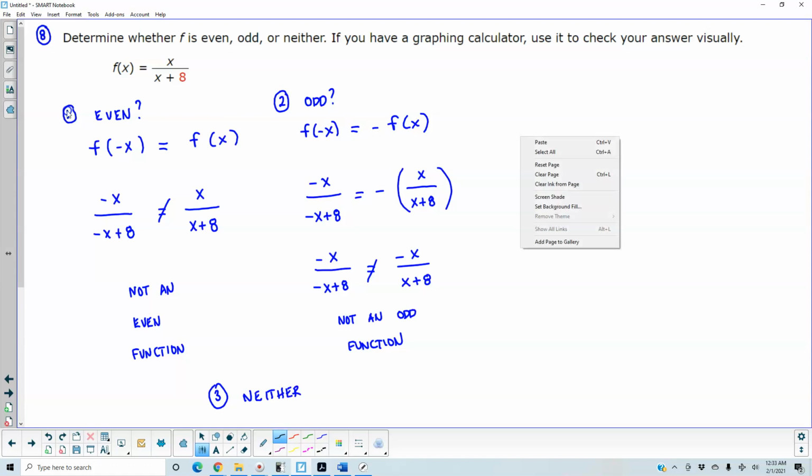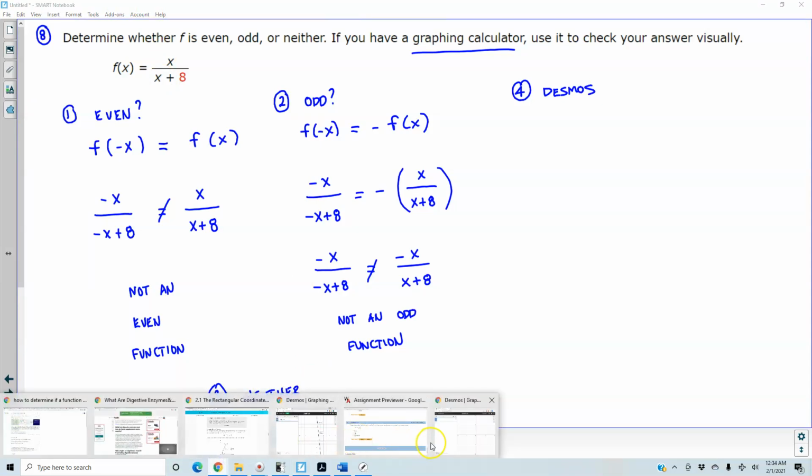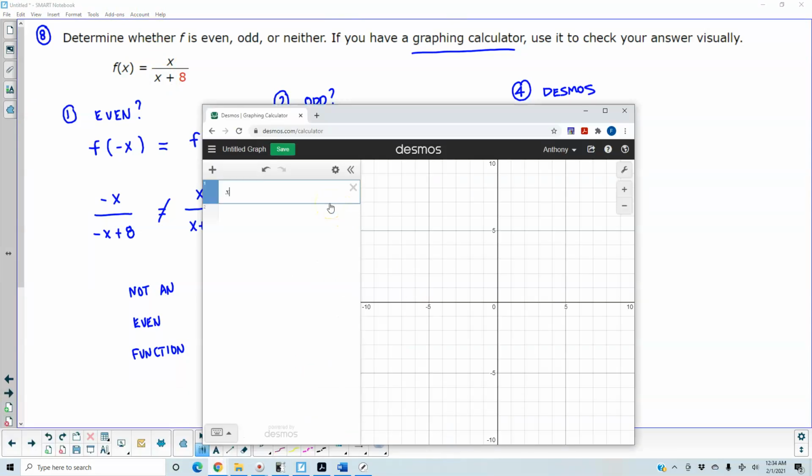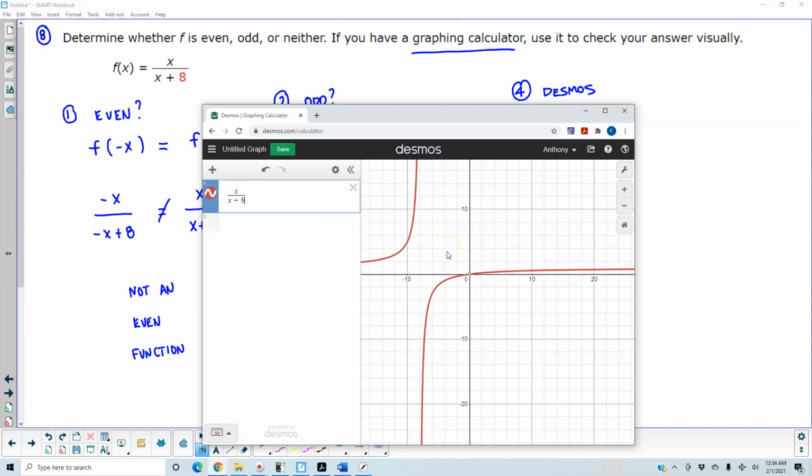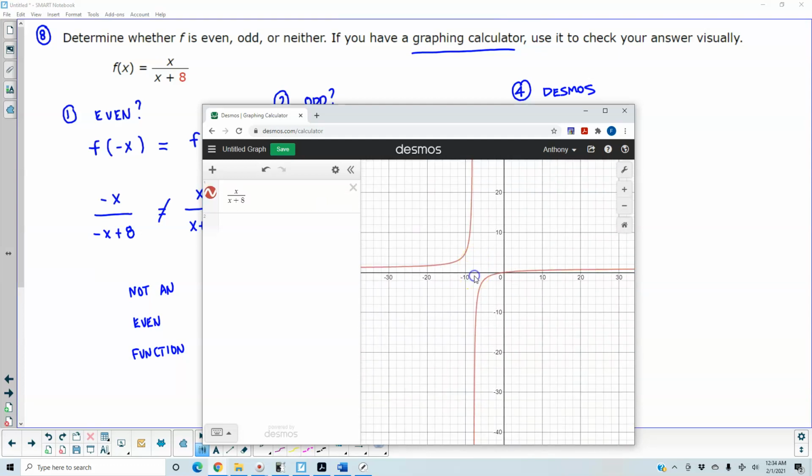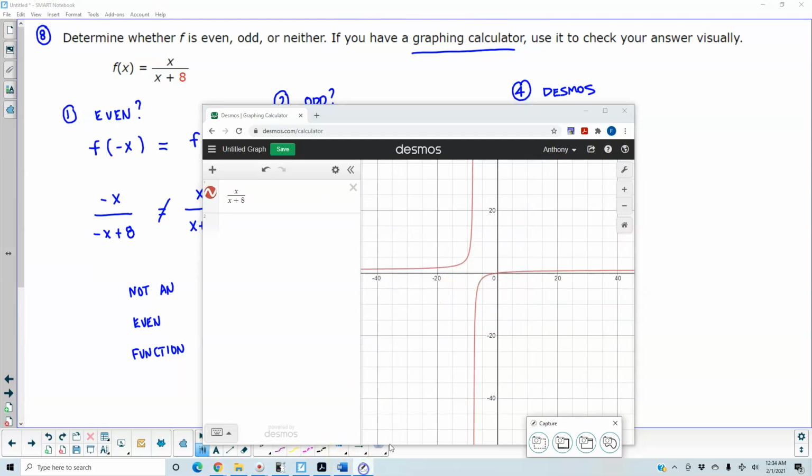Okay, so now we want to check it with a graphing calculator. So we're going to use Desmos. Okay, so we have x over x plus 8. So we have x divided by x plus 8. So let's see this graph, how it is represented here.